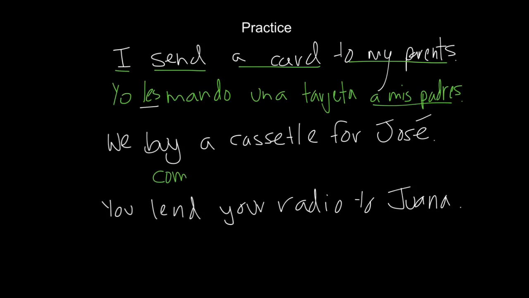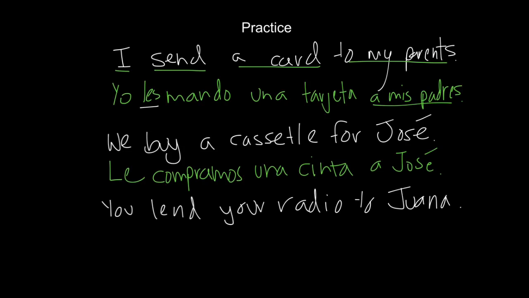Now let's look at a second example. We buy a cassette for Jose. We buy, compramos, una cinta. Oh, for Jose. That's an indirect object because it's saying for whom or to whom. So I'm going to put le for the indirect object pronoun. A Jose is my clarifier. So le compramos una cinta a Jose. Both an IOP and the clarifying indirect object.